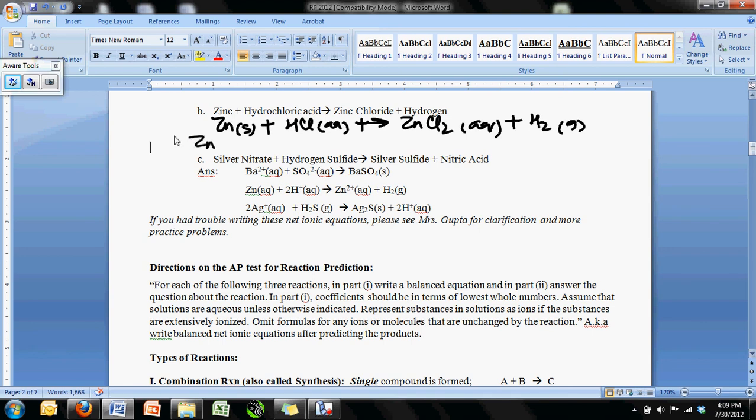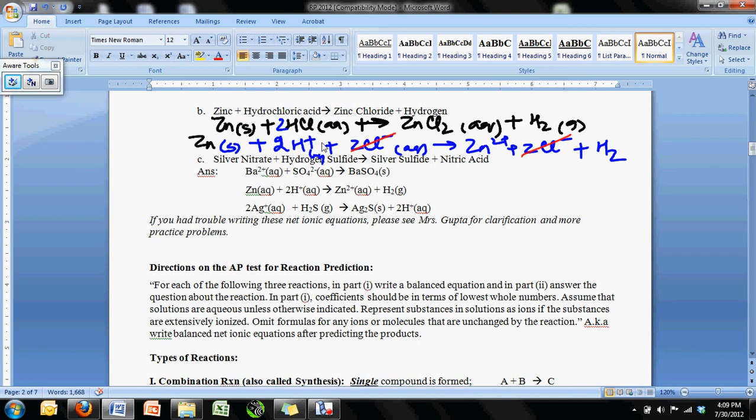So zinc just remains as such. HCl being a strong acid will break, and we forgot a 2 here to balance it. So it'll be 2H plus 2Cl minus. And these dissociated, and ZnCl2 will be broken up as well because it's soluble, and H2 will be written like this. Now let's cross out spectator ion. Cl minus is the only spectator ion.